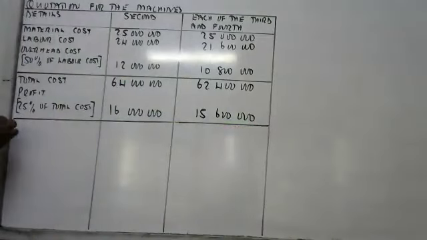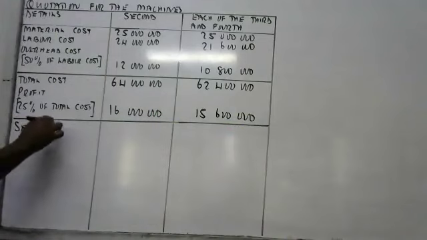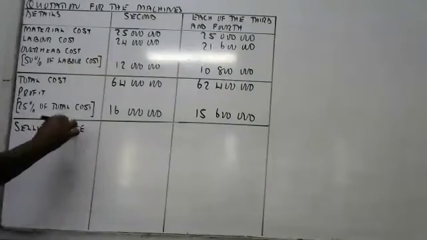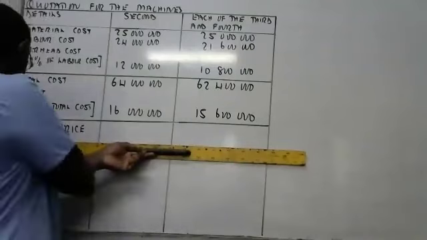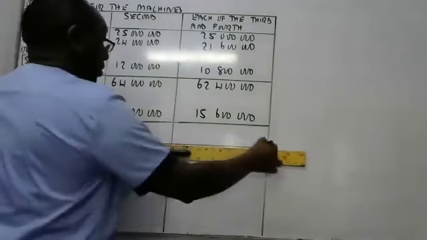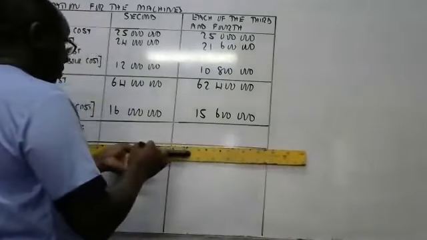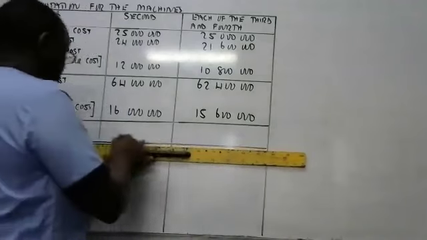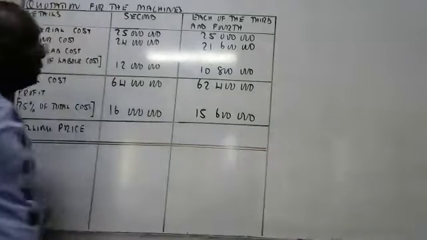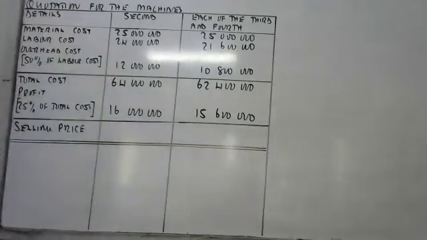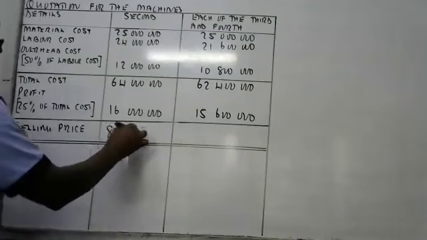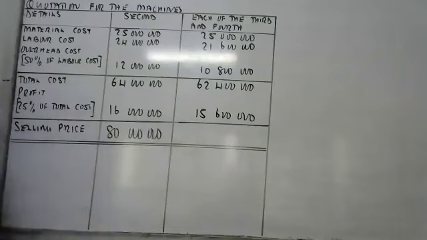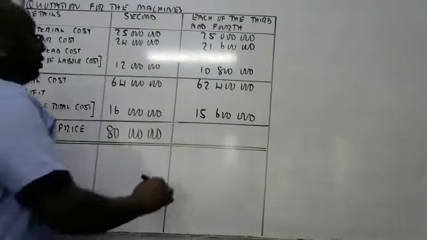Then from there, we now get the selling price. This is what? 80. And this one is 78.